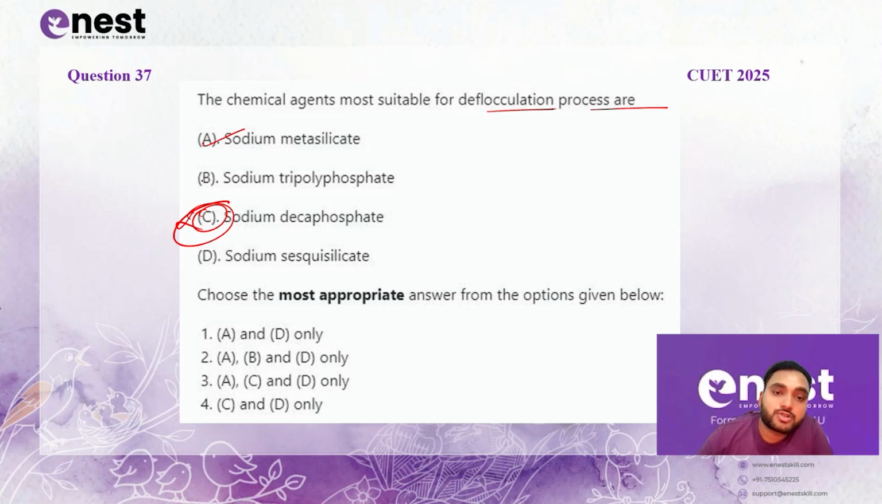Sodium metasilicate, sodium tripolyphosphate and sodium sesquisilicate, all these three are being used in the deflocculation process because they are strong dispersants. Now what actually happens is that when all the particles have similar charge, they continue to repel each other and they are always in motion, so they will never settle down, and that is why we need a deflocculating agent in order to let all of them settle down, so that your mixture is clarified easily, and then you can do the further processing steps. So A, B and D, that is option 2, is the right option for this question.